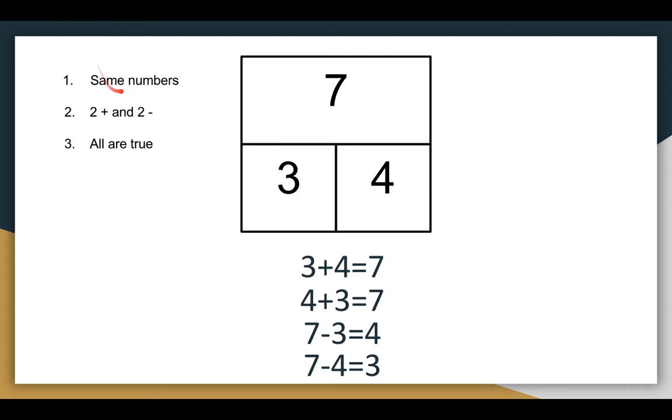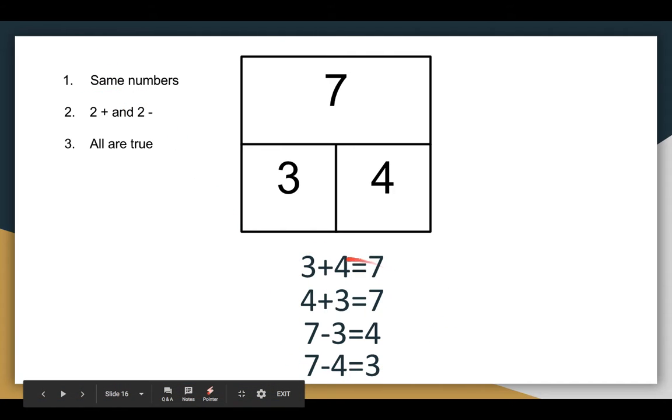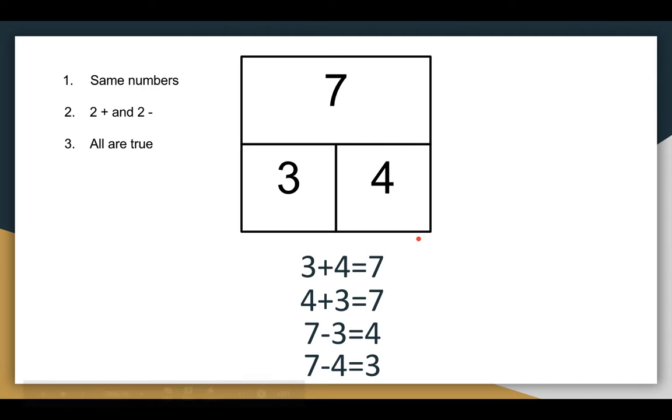If I use my checklist again, all of them have the same 3 numbers. I didn't add any other numbers that don't belong in the family. There are 2 addition and 2 subtraction, and yes, they are all true, and I could prove that by drawing a picture or using counters to help myself.